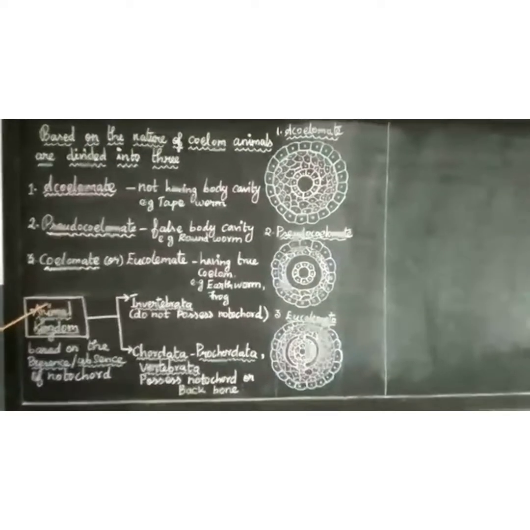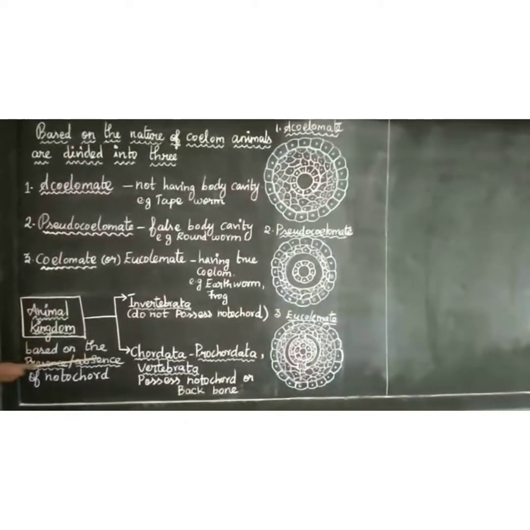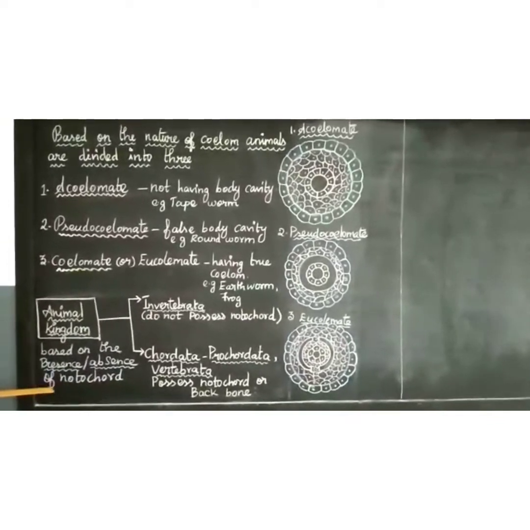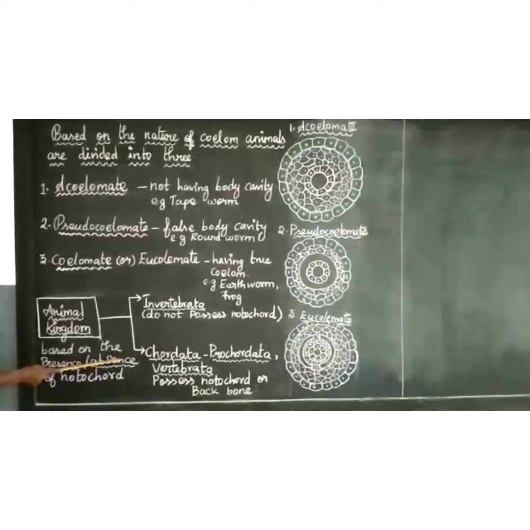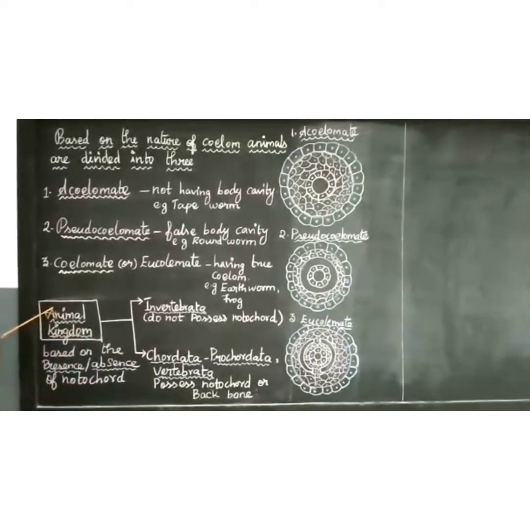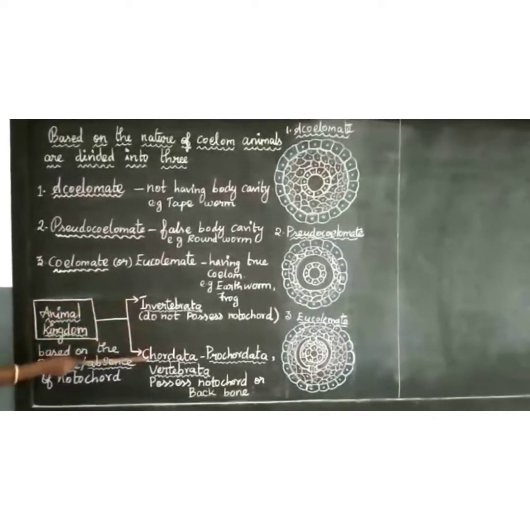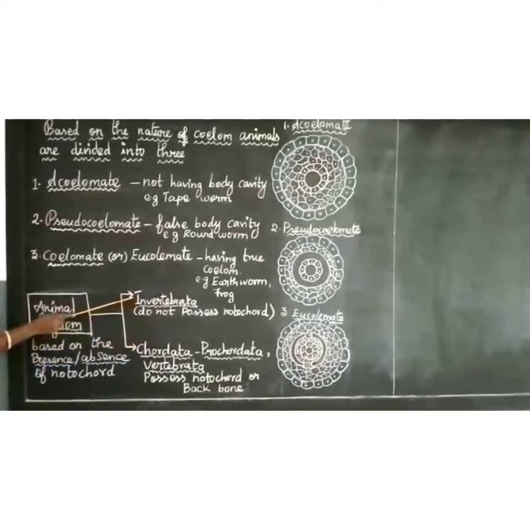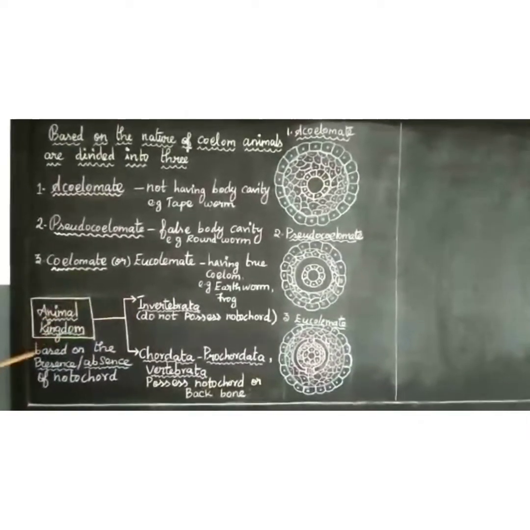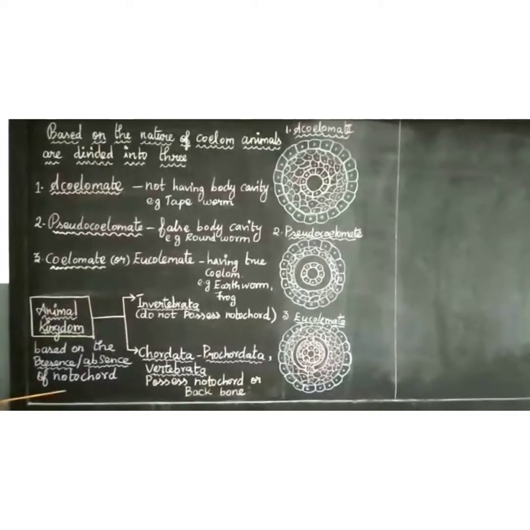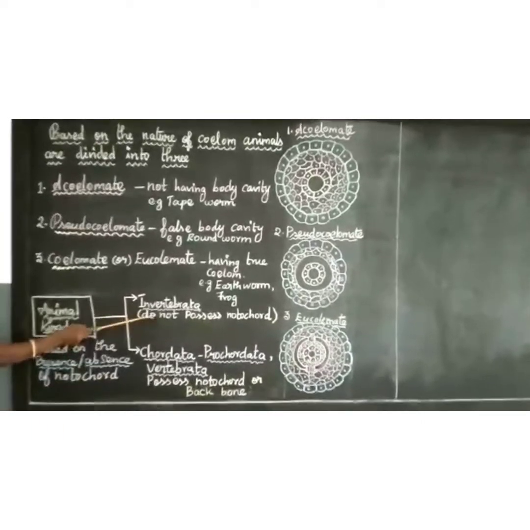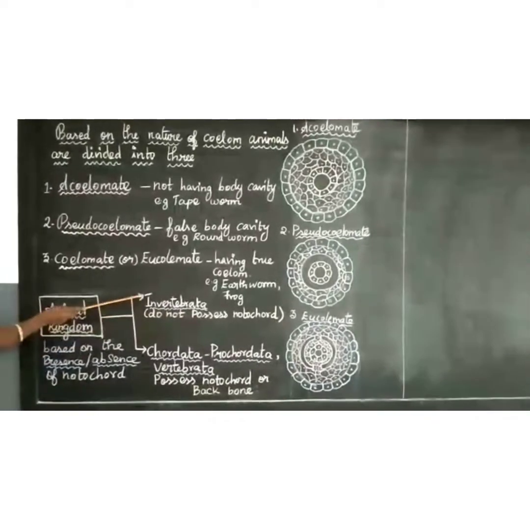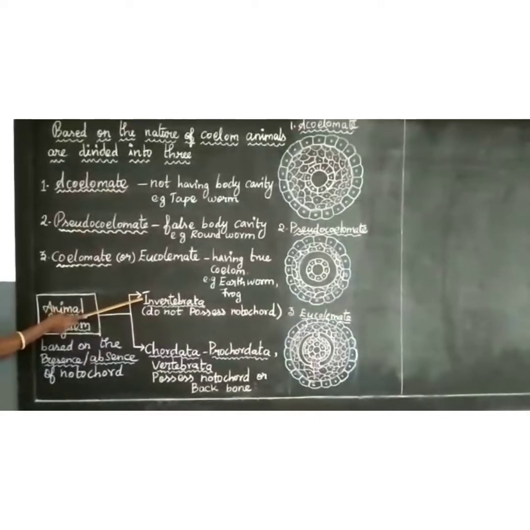Then again, the animal kingdom is classified based on the presence or absence of notochord, that is, backbone. Based on the presence or absence of backbone, the animal kingdom is divided into invertebrata and chordata. What is meant by invertebrata? The animals that do not possess notochord, that is, do not have a backbone, are included in invertebrates.